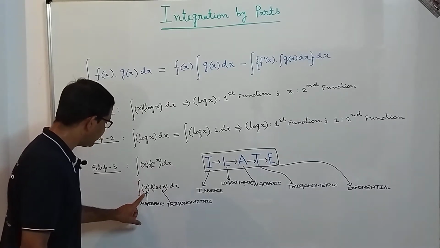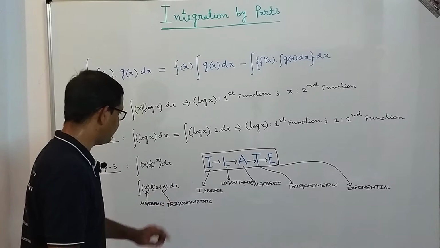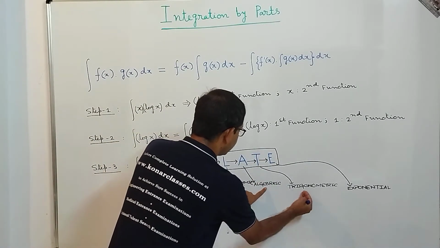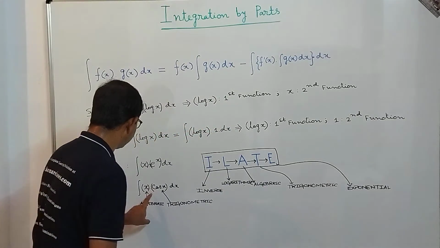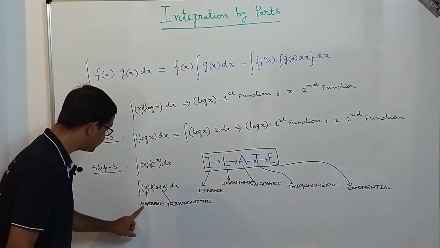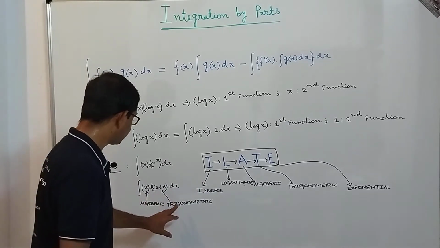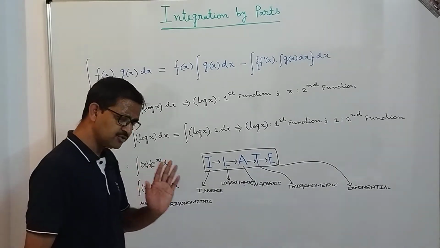If we see x into cos x, x is what? Algebraic function, cos x is a trigonometric function. And in this ILATE rule, we see that the algebraic function comes left of the trigonometric function. So the algebraic function, that is x, should be considered the first function and cos x should be considered the second function. Okay, so this is the rule.